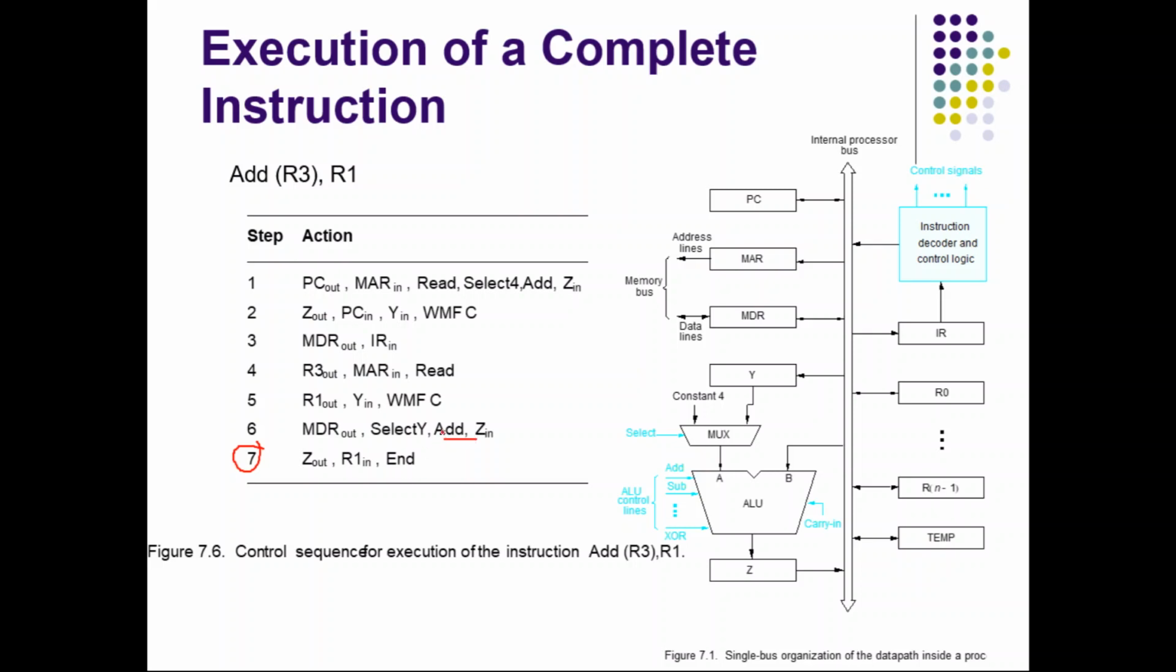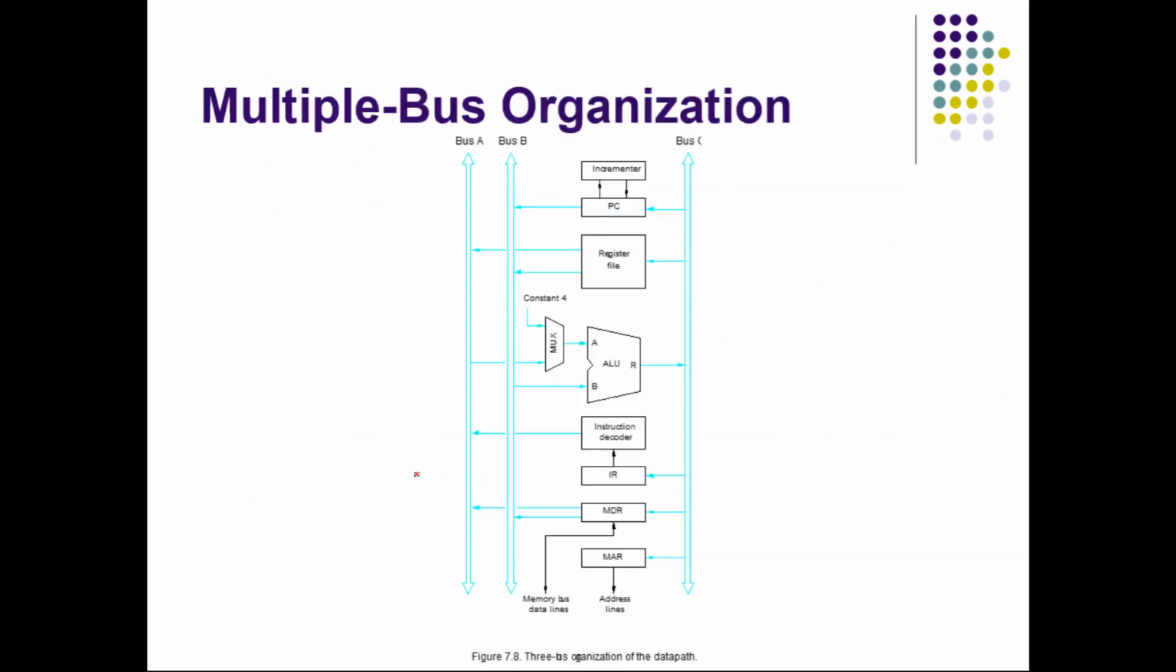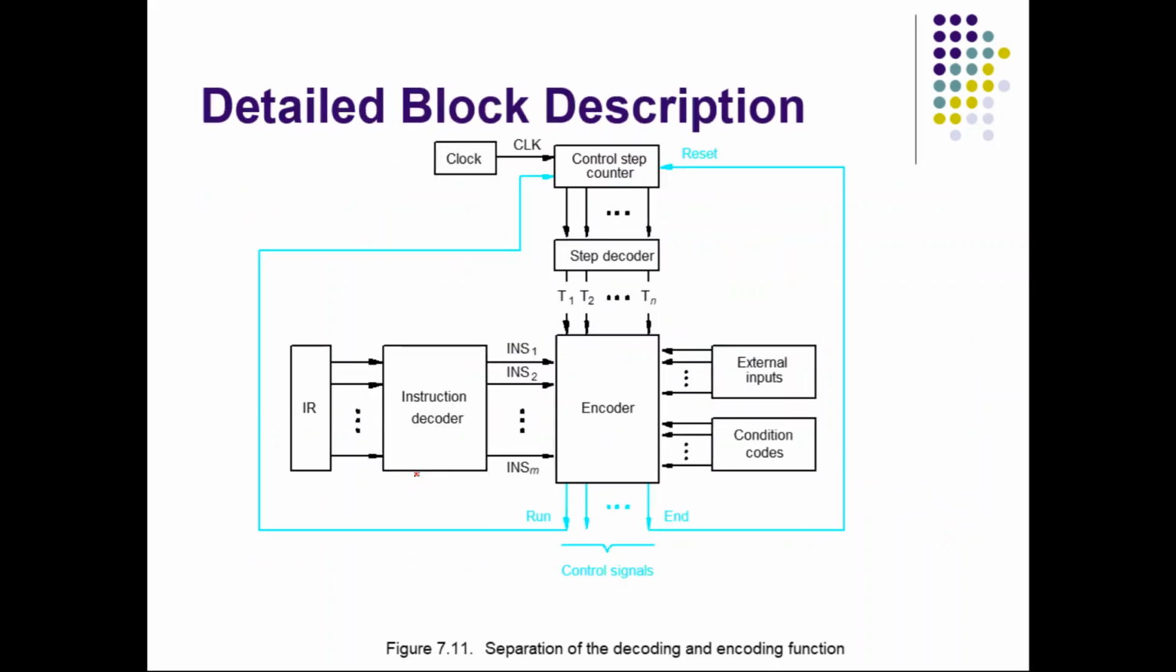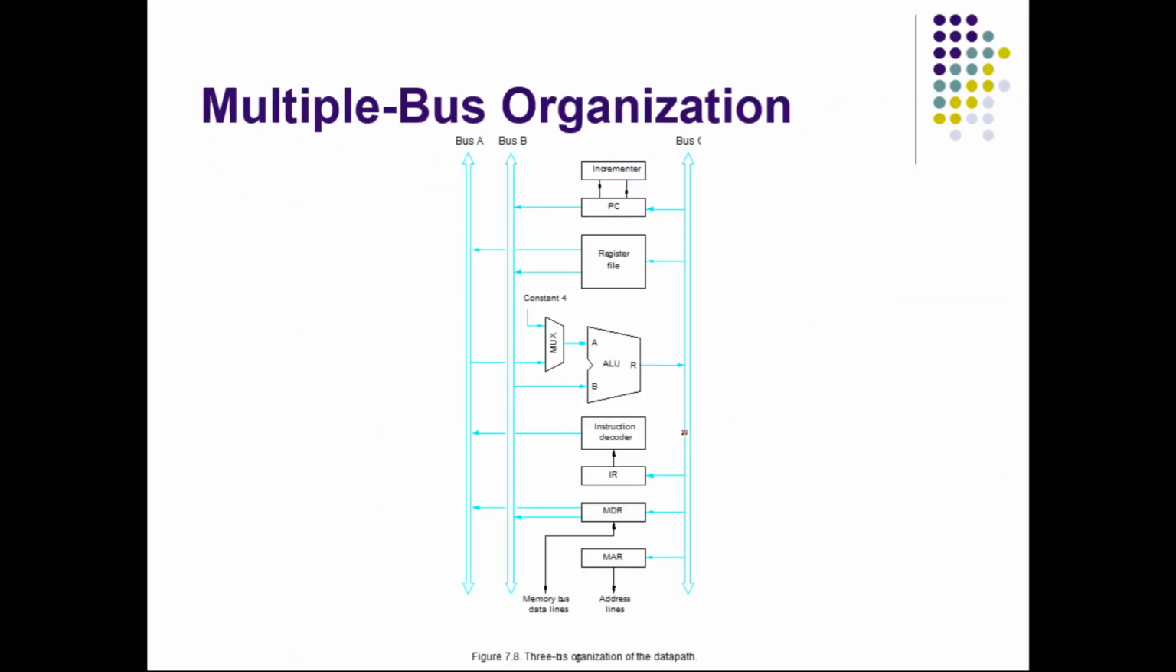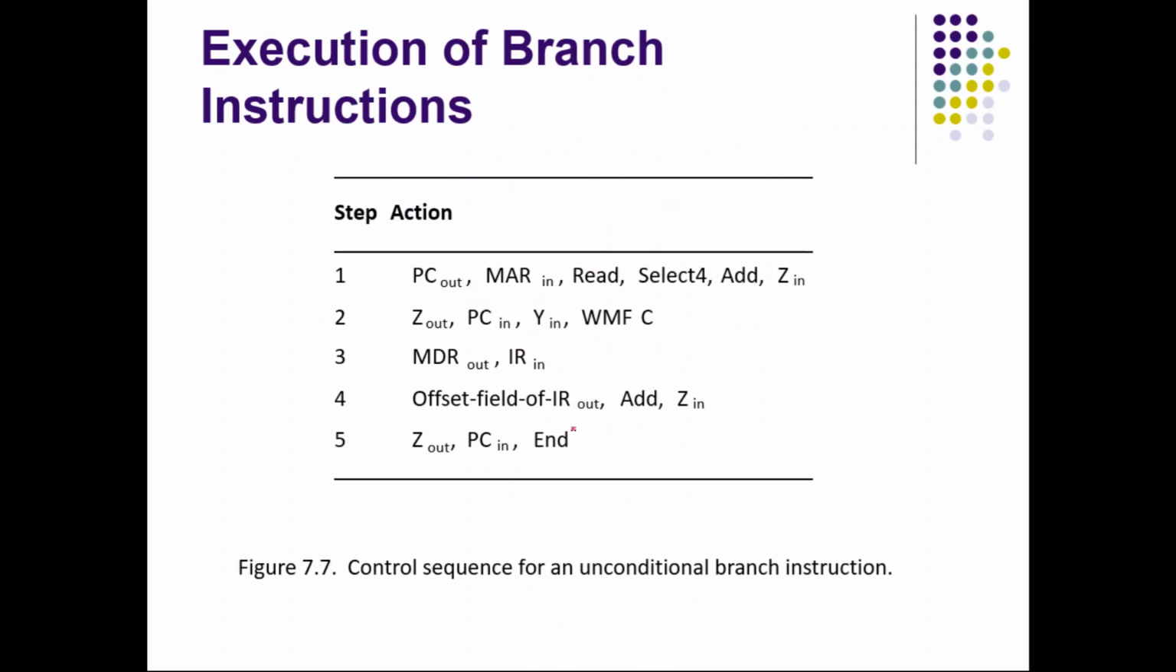The result of that add is available in Z out. Z out contains the result of the previous add. So at time 7, if there is an add operation, you end. That is what the first term means. And the last term says that at time 5, if there is a branch, you end. If you see the next one, here at time 5, this is the execution of the branch instruction.